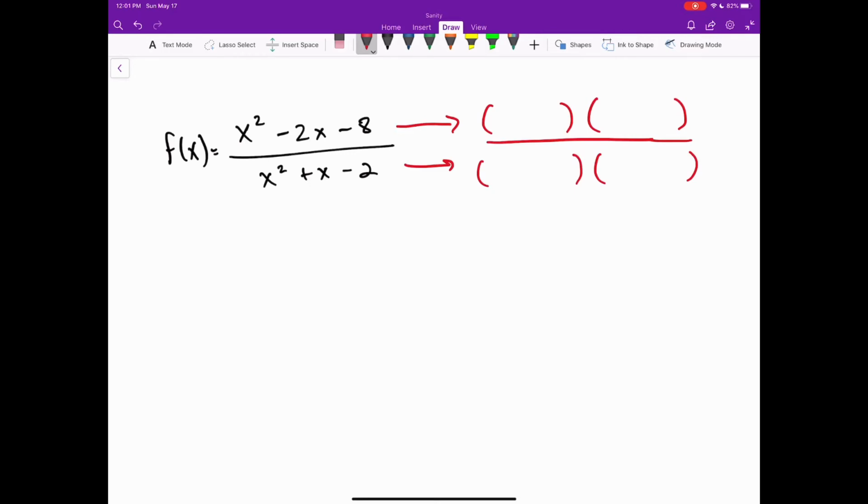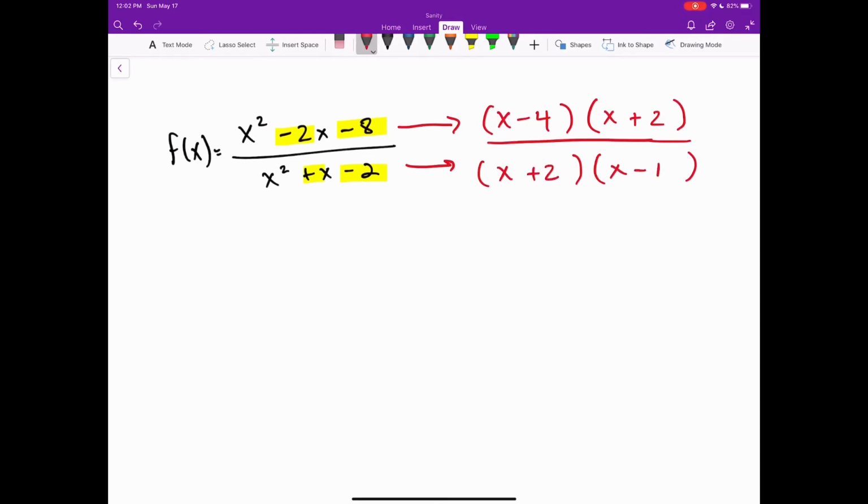So what are two numbers that multiply to be negative 8 but add to be negative 2? You can think about that for a little bit. You're going to get x minus 4 times x plus 2, all right? So this top quadratic factors out to be x minus 4 times x plus 2. On the bottom, we have what are two numbers that multiply to be negative 2 but add to be a positive 1? That would be x plus 2 times x minus 1. All right, so that's just basic factoring. I'll try and find a video if you need help with that, so I'll link that as well.